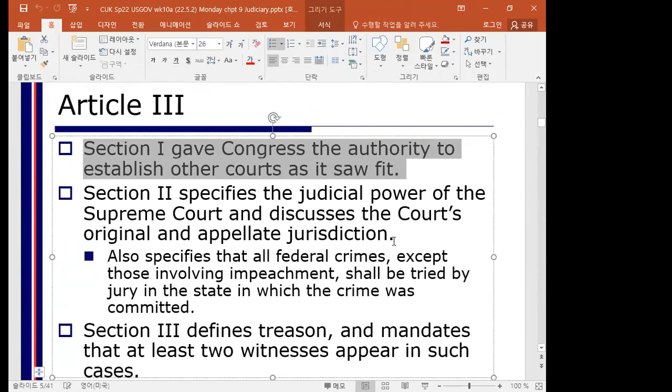So Section 1 gave Congress the authority to establish other courts as it saw fit. Yet appointment to the U.S. Supreme Court has become one of the most important issues in U.S. presidential elections, because of this power and role of the U.S. Supreme Court historically, particularly in the 20th century, in shaping the United States.